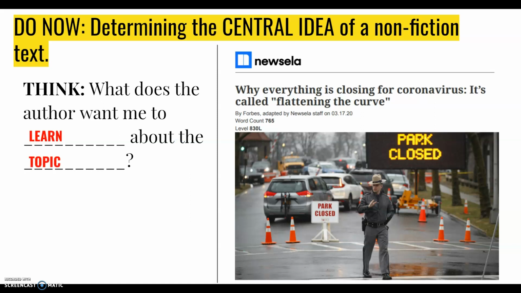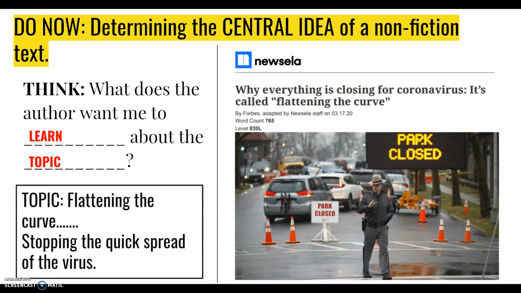In lesson one, for your independent practice, you guys read this article, Why Everything is Closing for Coronavirus. It's called Flattening the Curve. And the topic is revealed in the title, which is flattening the curve, right? Another way to think about flattening the curve is stopping the quick spread of the virus.